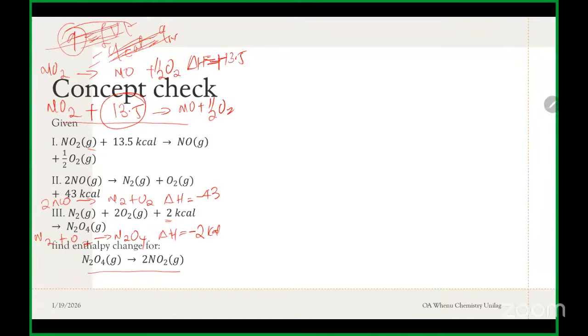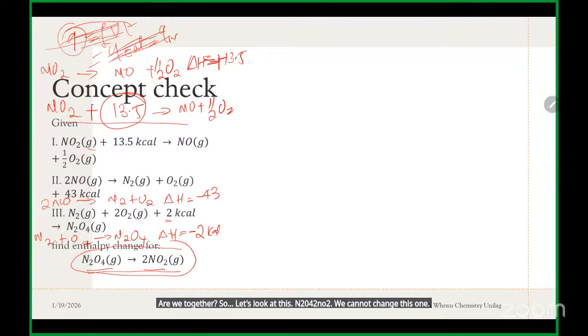Are we together? So let's look at this. N2O4 to 2NO2. We cannot change this one. We are going to only compare every other thing to it. So this reaction, NO2, if we compare one with this, we will see that NO2 is on the reactant side here. It is on the product side here.